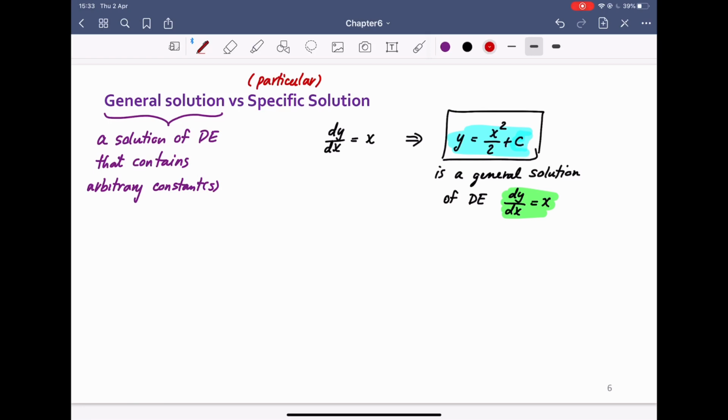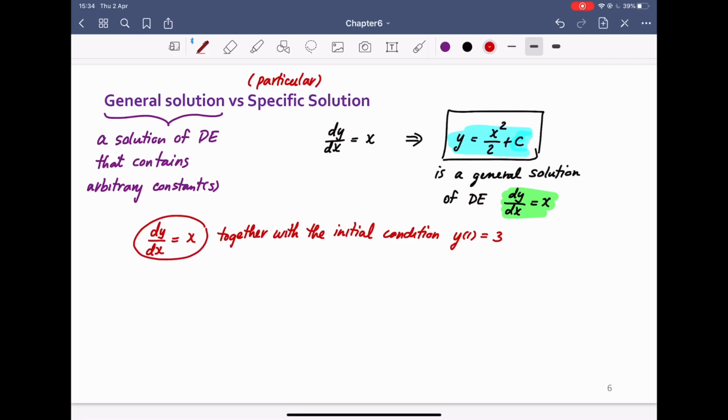For example, let's say that I have dy by dx equal to x together with the condition, let's say the initial condition y(1) equal to 3. So I have dy by dx, and I also know that I have the initial condition y(1) equal to 3. How do I solve this thing?